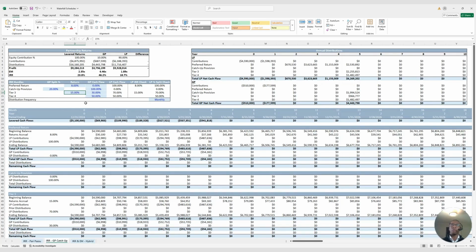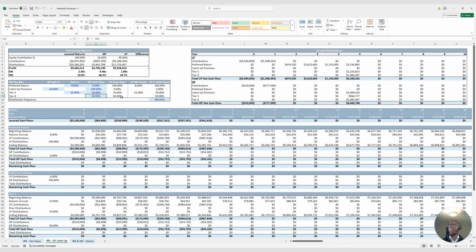Next, we have tier 3. Up to and including a 15% IRR, the GP will receive 30% of the cash flows, and the LP will receive the remaining 70%. The LP IRR check we see here is 15%, and that should be the case because we inputted 15% here. And the LP split check is 70%, so we know that the model is functioning correctly.